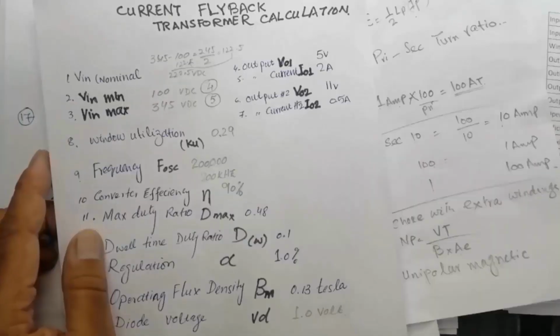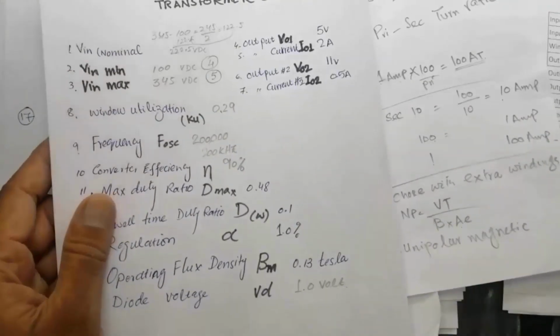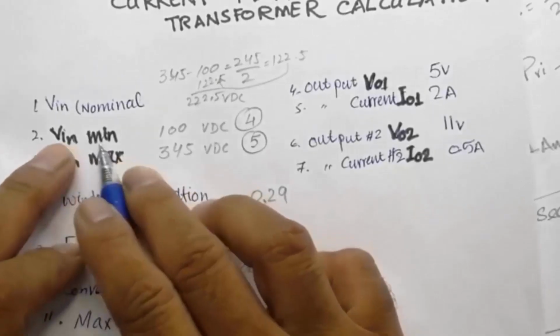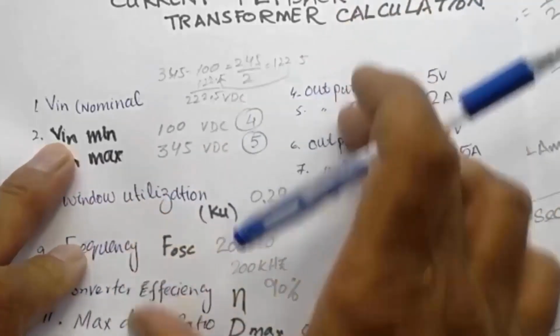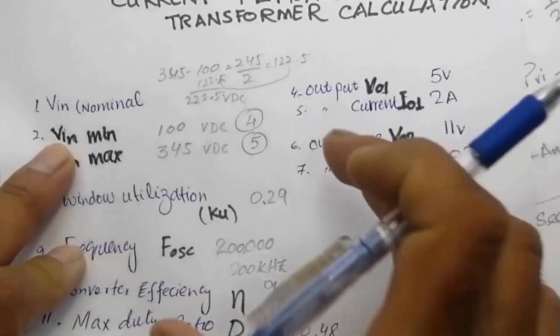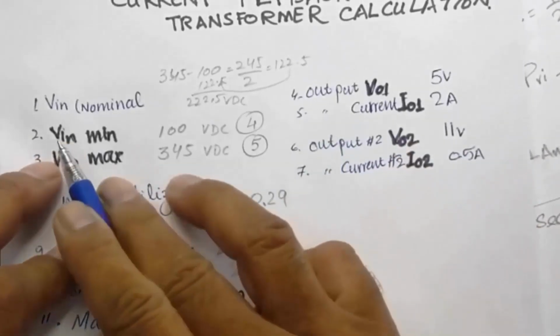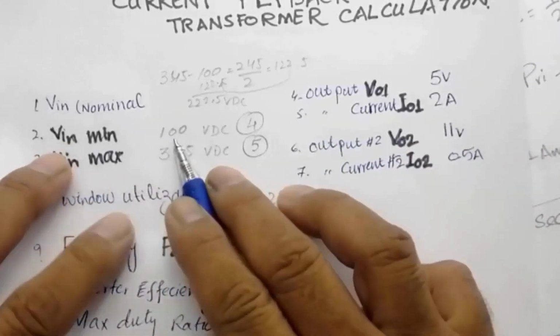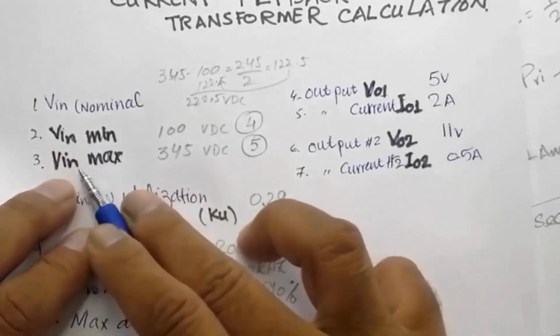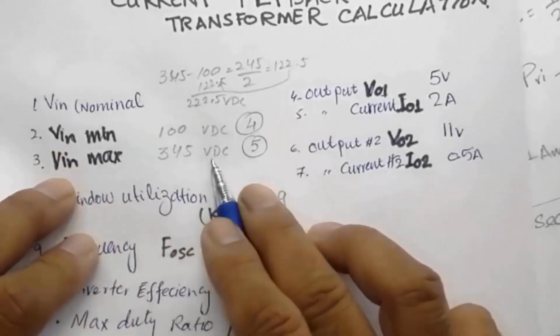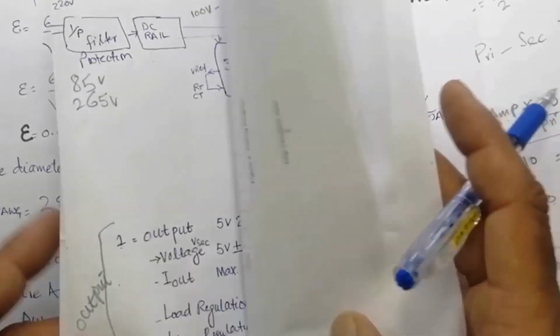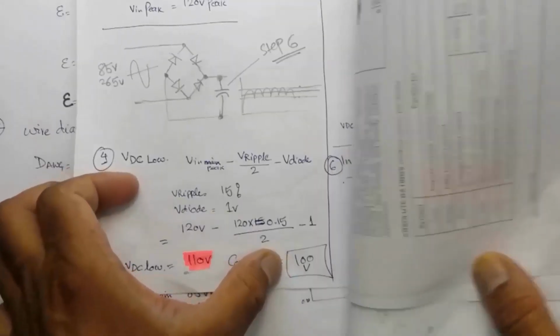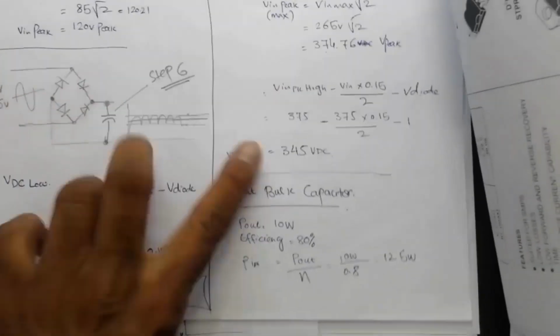What we need: use a scientific calculator. We have to select the input voltage minimum. These parameters are required to calculate a transformer. Voltage input minimum, that is 100 volts DC. Input voltage maximum, 345 volts. We calculated here: minimum voltage 100 volts and VDC high 345 volts.